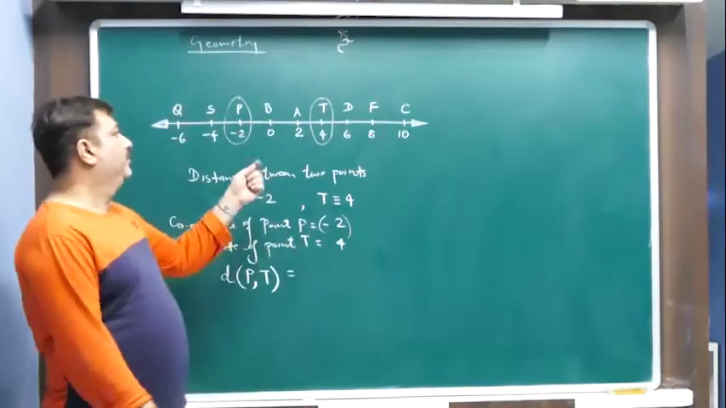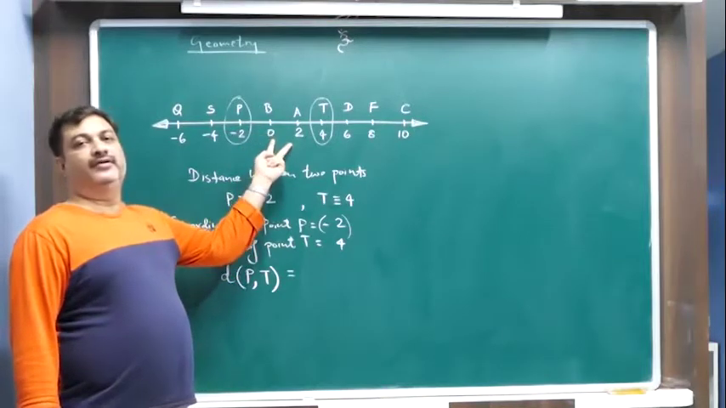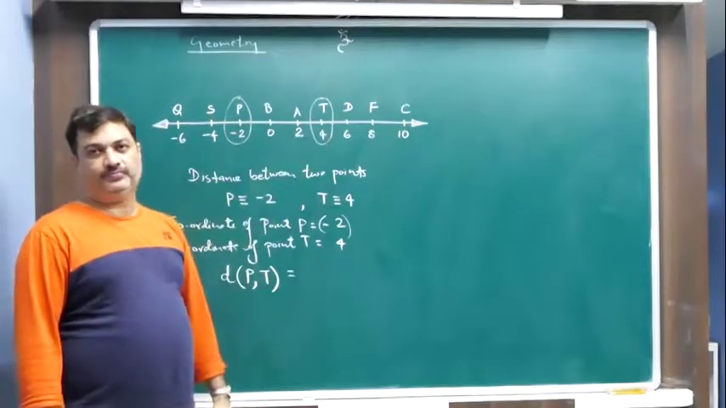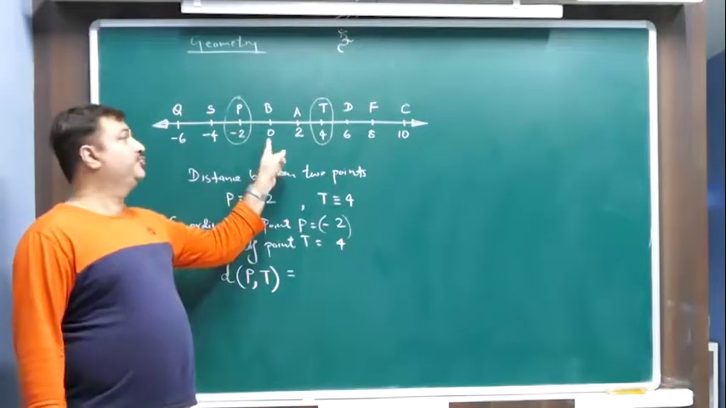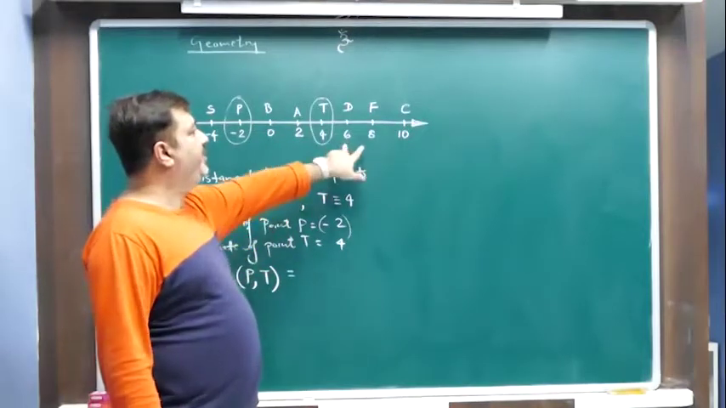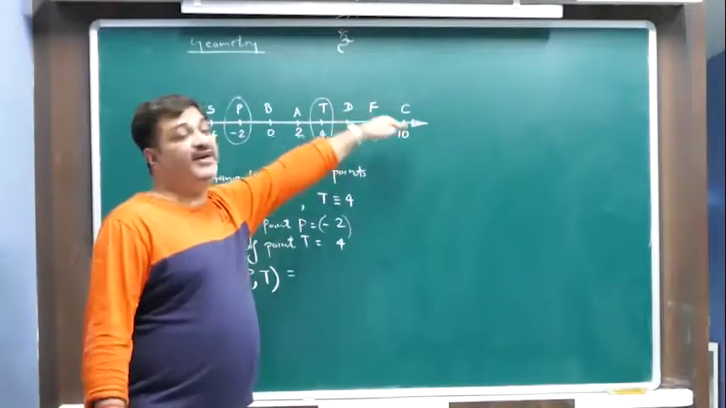For example, B is greater or A is greater? A is greater. Why? Because A lies to the right of B. B will not be greater. Why? Because B is to the left of A. Yeah? Next. D and C. Which is greater? C. Why? Because C lies to the right of D.